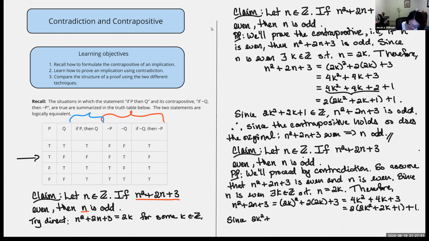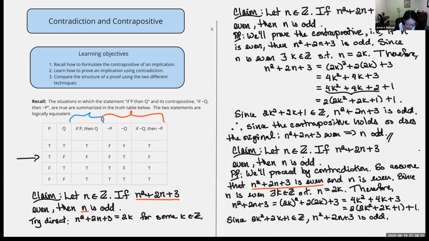And then I'll say since 2k squared plus 2k plus 1 is an integer, since it's in Z, what we can see is that n squared plus 2n plus 3 is an odd number, because I've written it as twice an integer plus 1. But wait a minute. In this proof, what was my assumption? My assumption was that n squared plus 2n plus 3 is even. Okay, this is the contradiction.